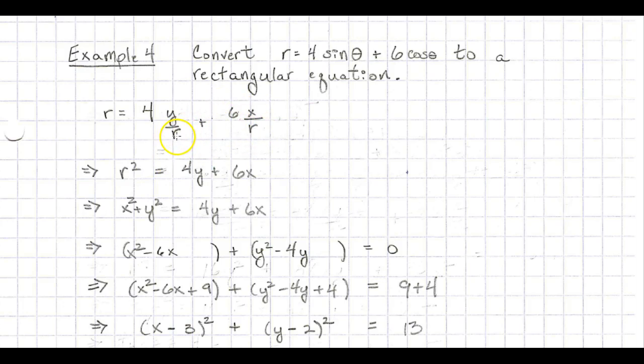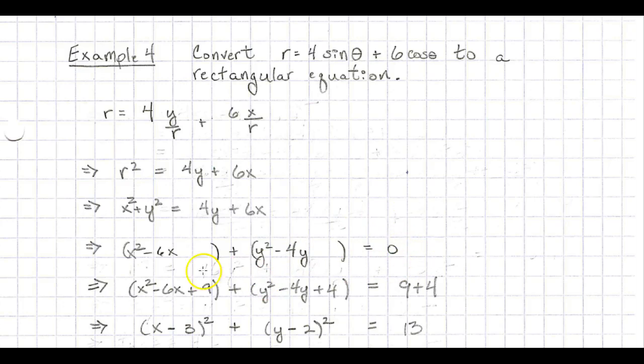So I'm going to multiply both sides by r. I get r squared equals 4y plus 6x. Then I realize, okay, r squared is x squared plus y squared. Now I have this all in terms of rectangular coordinates, but it's really nice because whenever I see an x squared and a y squared, I should understand I have a circle. Okay, so I'm going to go ahead and do my completing the square here. So I'm going to subtract 6x and 4y from both sides. And I get x squared minus 6x plus y squared minus 4y equals 0.